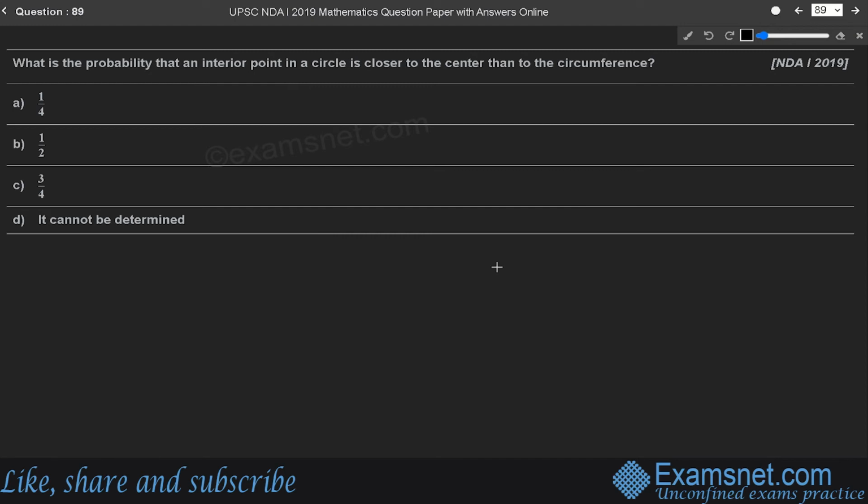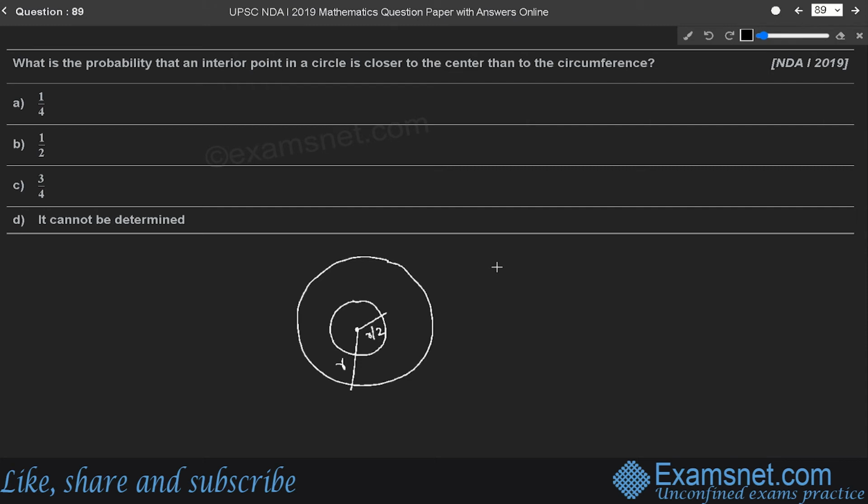Next question is, what is the probability that an interior point in a circle is closer to the center than the circumference? First, let us make the required diagram for this question. This is the center of the circle. This will be the radius and this will be r by 2. According to the question, the interior point in a circle is closer to the center than to the circumference. We have to find what is the probability for that.